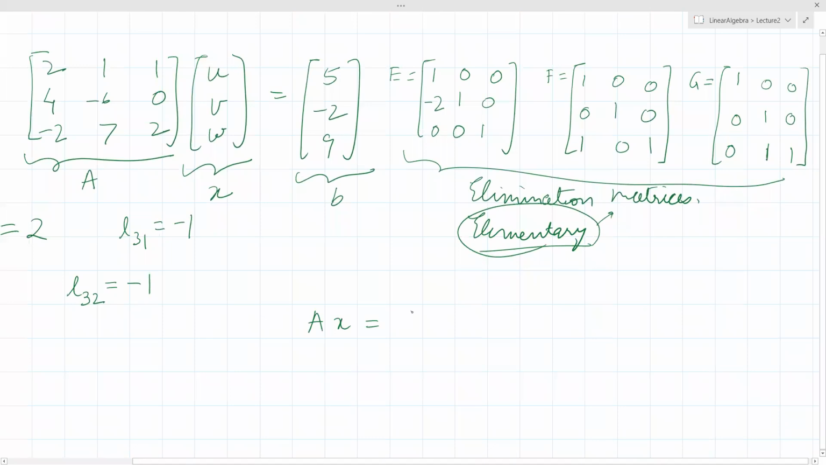Our original equation is Ax is equal to B. What is my first step here? The first step is E. So I'll multiply by E first on both sides. This should be identical as long as my E is not 0. Even if it is 0, you can multiply on both sides because it will give you the right answer. Is that okay? Yes, sir.